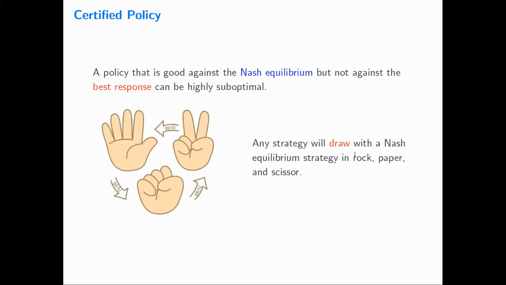To see this, we'll come back to the simple example of rock, paper, and scissors. Here, any strategy will draw with the Nash equilibrium, because the Nash equilibrium strategy is playing rock, paper, scissors in a uniform manner. However, it does not mean that any strategy is a good strategy. Say if you are playing rock all the time, then the opponent can easily exploit this by playing paper all the time. So playing rock all the time is a very bad policy, although it does pretty well against the Nash equilibrium strategy.